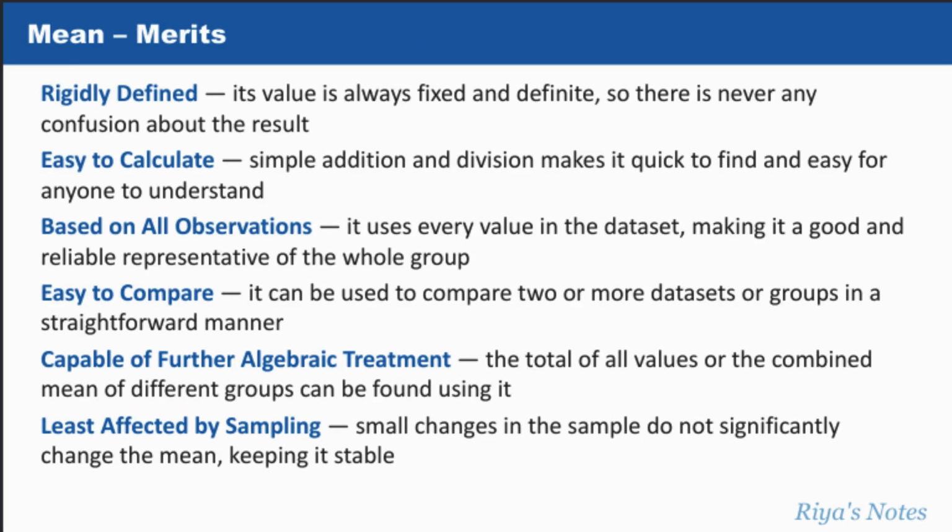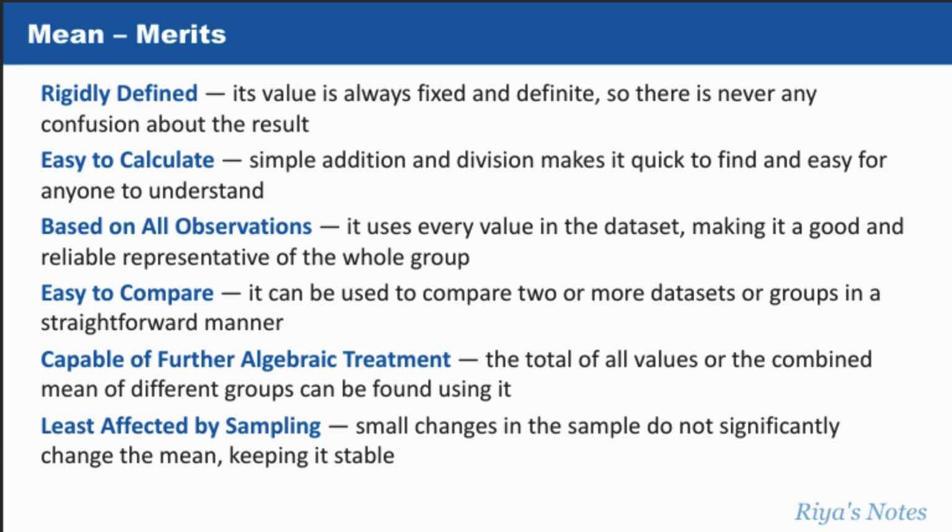Mean, merits. Rigidly defined: its value is always fixed and definite, so there is never any confusion about the result. Easy to calculate: simple addition and division makes it quick to find and easy for anyone to understand. Based on all observations: it uses every value in the dataset, making it a good and reliable representative of the whole group. Easy to compare: it can be used to compare 2 or more datasets or groups in a straightforward manner.